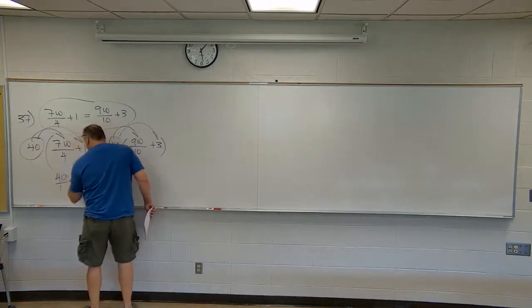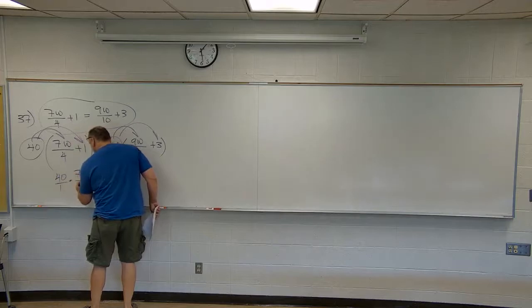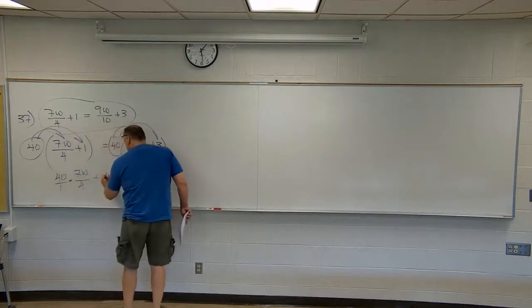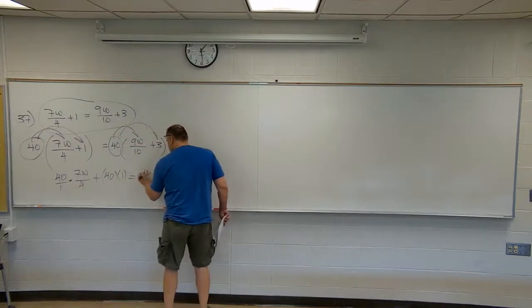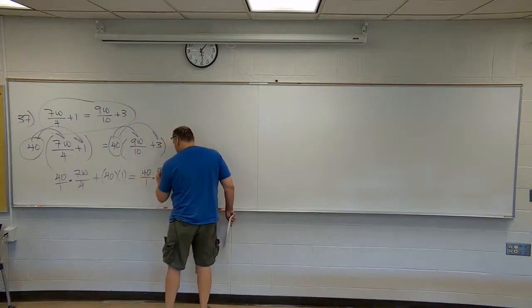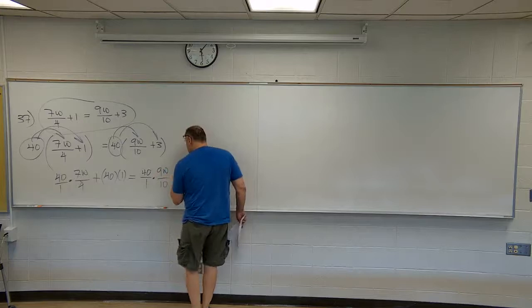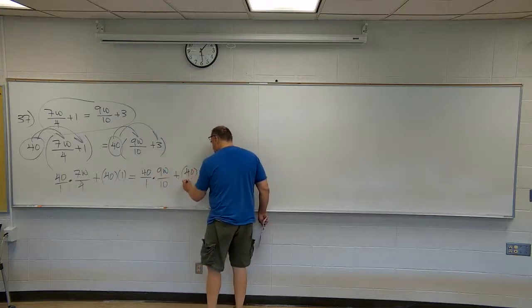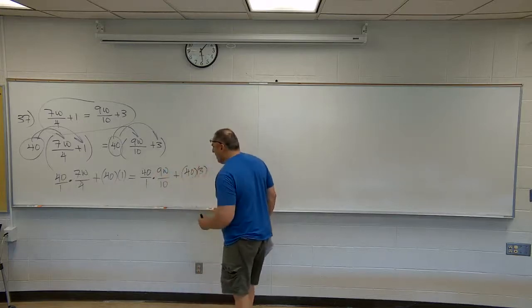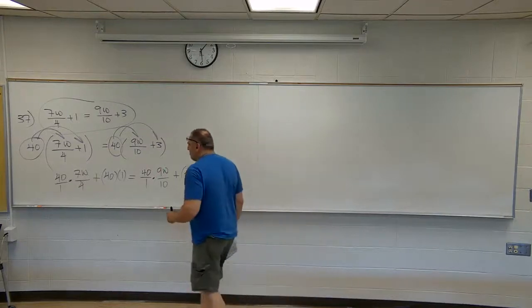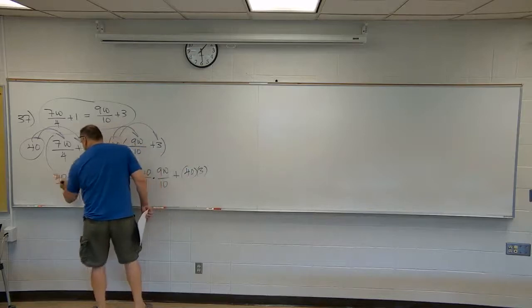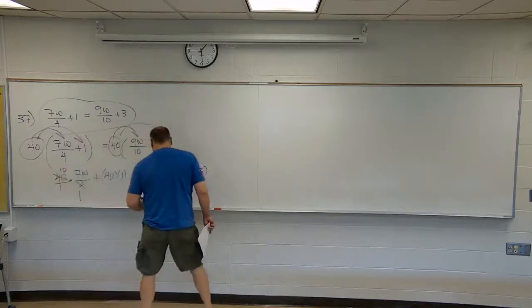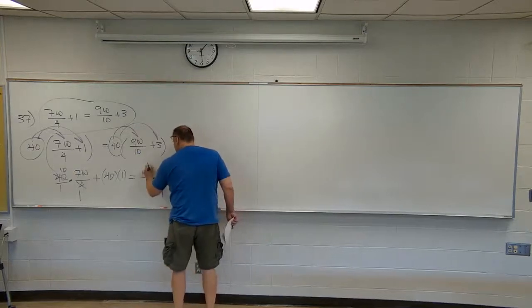Forty is the same as 40 over 1. That's 7W over 4. 40 over 1 is the same as 40 times 1, over 1. Look, I'm just multiplying by the same thing on each side. Okay? So 4 goes into 40 10 times. 10 goes into 40 4 times.